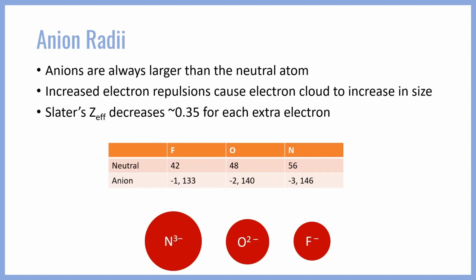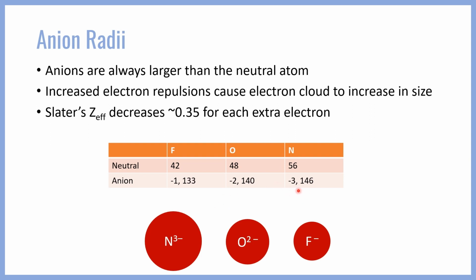So we can look at a chart here, and we see that the neutral fluorine atom, for example, is about 42 picometers, but the F- anion shoots all the way up to 133 picometers. Oxygen is about 48, but O2- is 140. And nitrogen goes from 56 to 146 when it's -3. Another thing to notice is just like the cations shrink the more charge accumulates, the more charge accumulates on an anion, the larger it gets. So the higher the charges, the more repulsions there are, and therefore the larger the anion will swell to.